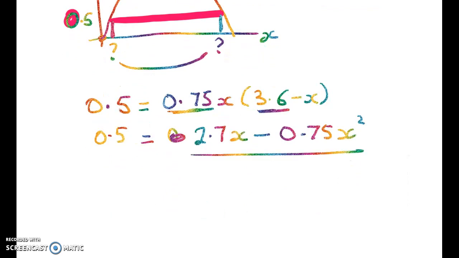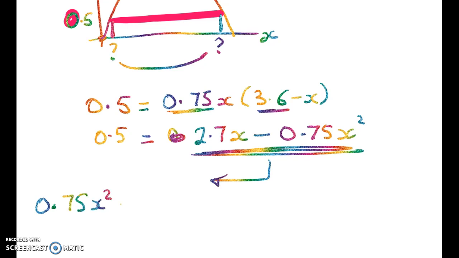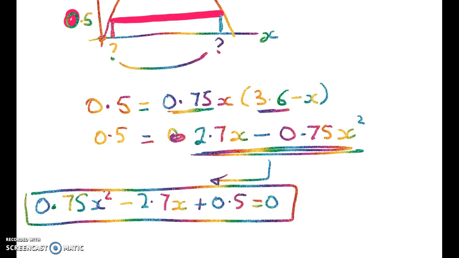Right, I'm going to subtract this stuff from this side and end up over here. So I get 0.75x squared minus 2.7x. Something's telling me that's not right. Let's see. That's right. That is right. Yeah, good. Plus 0.5 equals 0. Okay, so that's my quadratic.